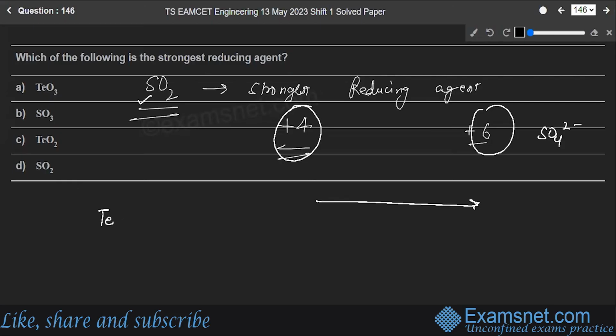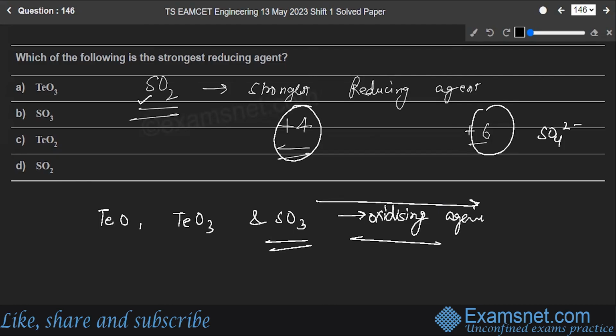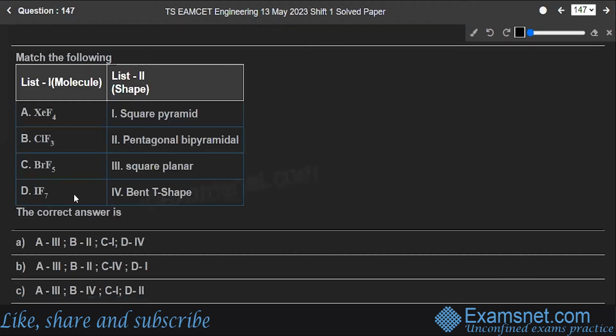While TeO3 and SO3 act as oxidizing agents. That makes D the correct answer. Hope you understood. Next is question number 147.